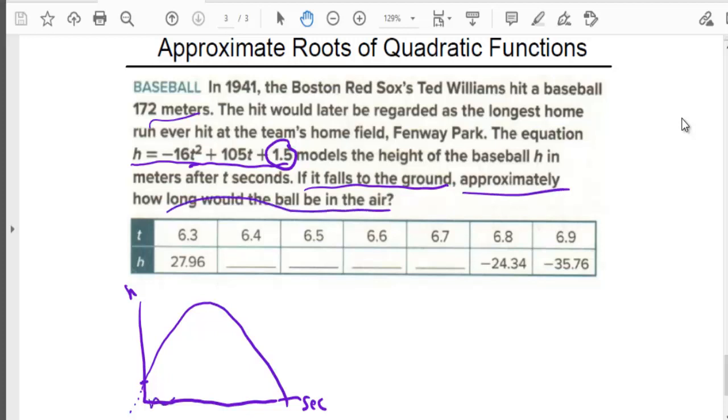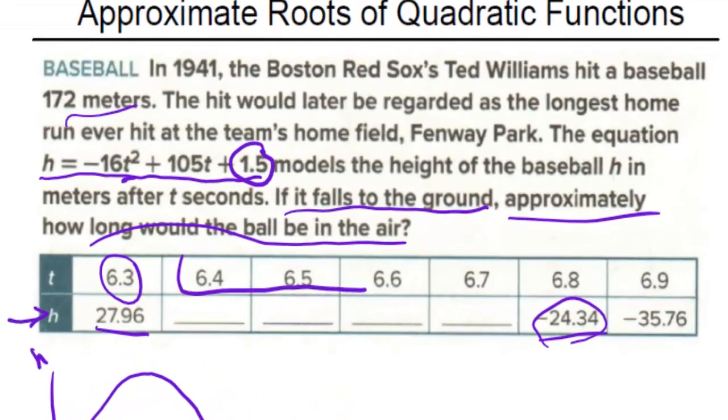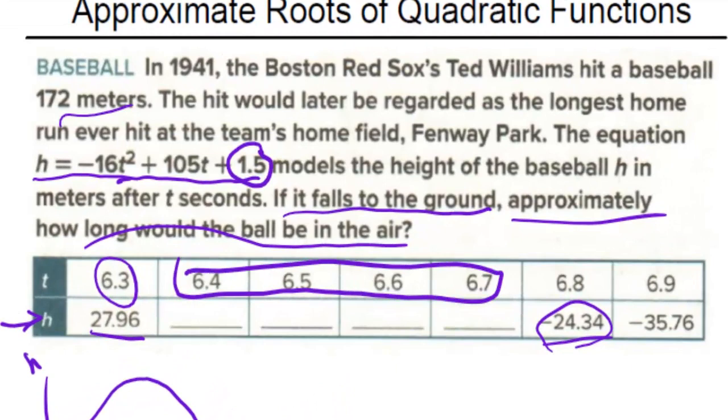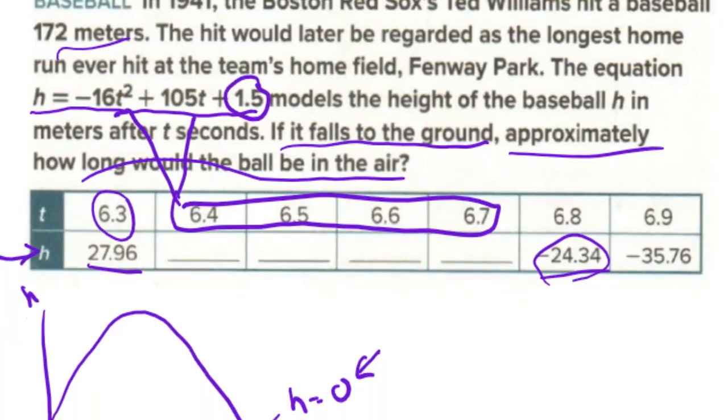So we want to know what the time is all the way across here until we hit the x-axis, also called a zero of the solution. In other words, the h will have to output a 0. And you can see right here on the h values, they start at 27.96 meters at 6.3 seconds, and then at 6.8 seconds, it's negative 24.34, which means it has already passed the ground level and continued on as if it went through the ground. We know that can't happen. So what we have to do is substitute these values into the function to see which one comes out closest to equaling 0. So that's what I'm going to do now.